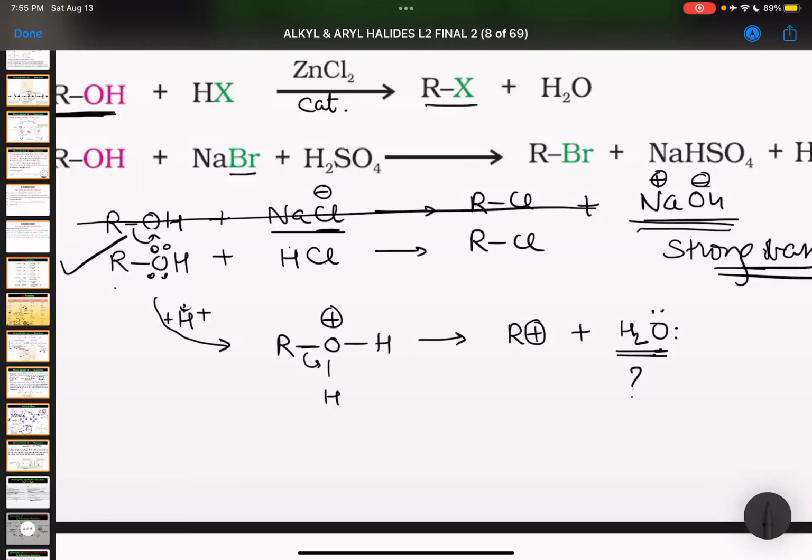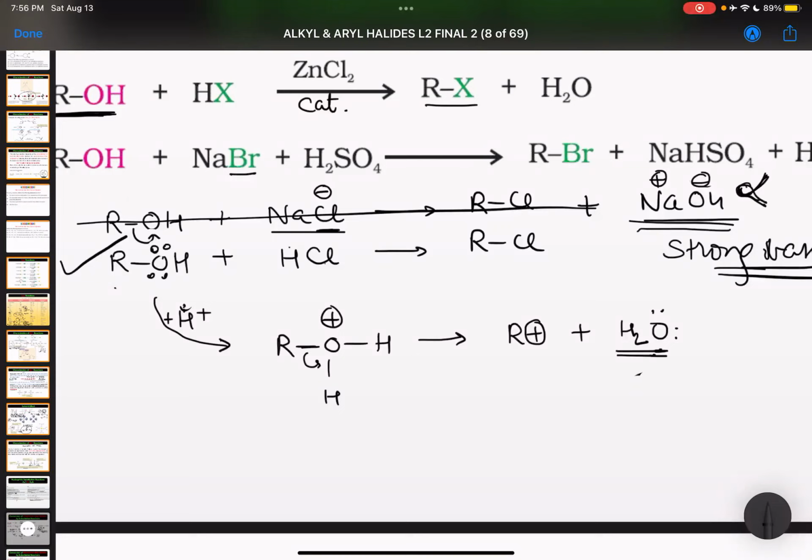Yes, sir, it can come out very easily. Okay, is the condition now more favorable as compared to the condition in which we were removing the OH minus? Yeah, they are very much favorable now. Okay, because OH minus can't come out easily.